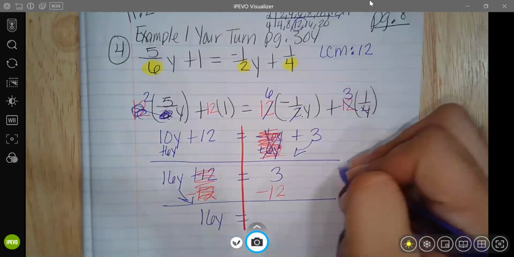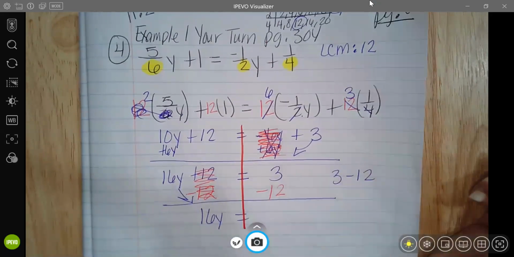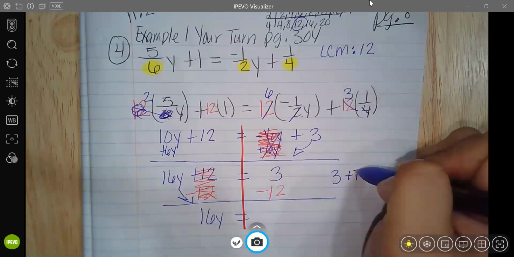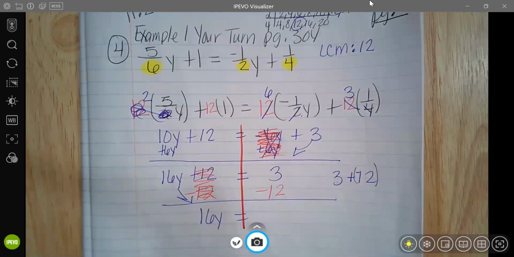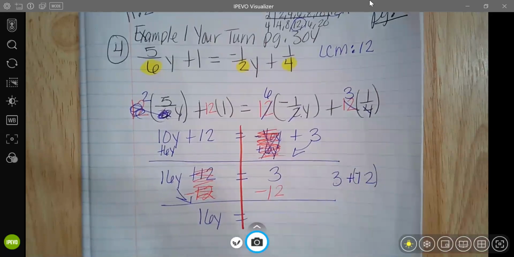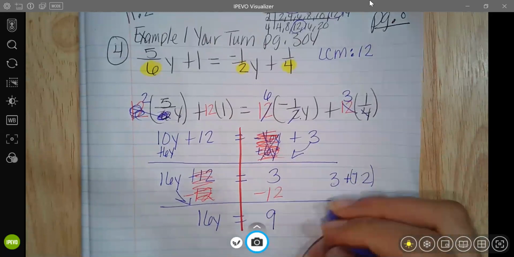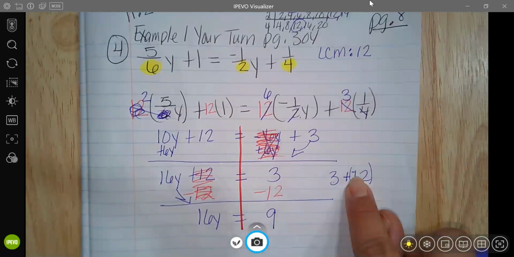Hopefully we are very good on subtracting rational numbers. If not, please use keep, change, change. So keep, change, change. Now I have 3 plus negative 12. Different signs, subtract, keep the sign of the bigger number. So 12 minus 3 is 9. The bigger number is 12. Since it's a negative, this becomes a negative 9.